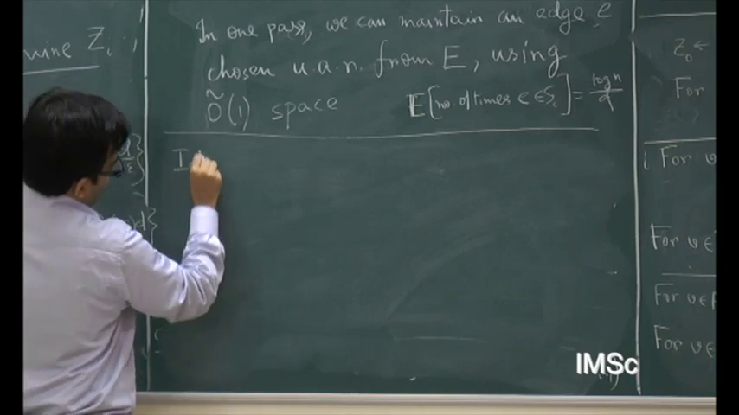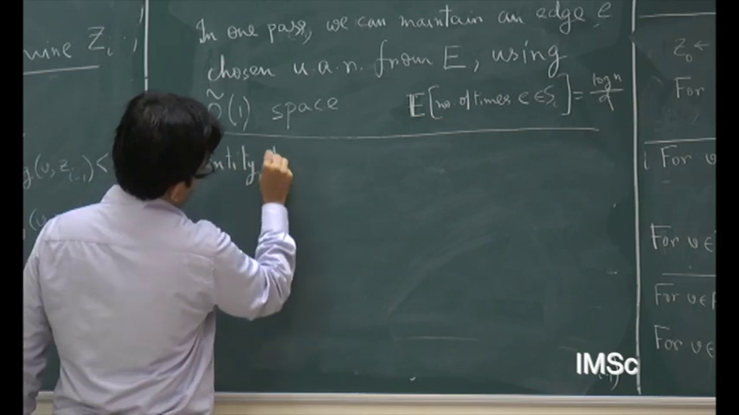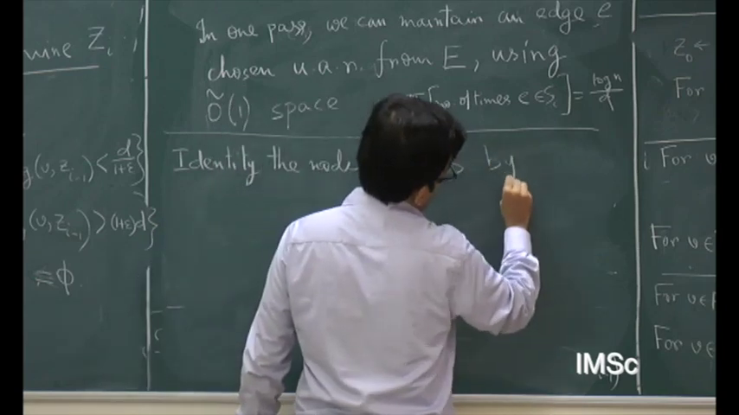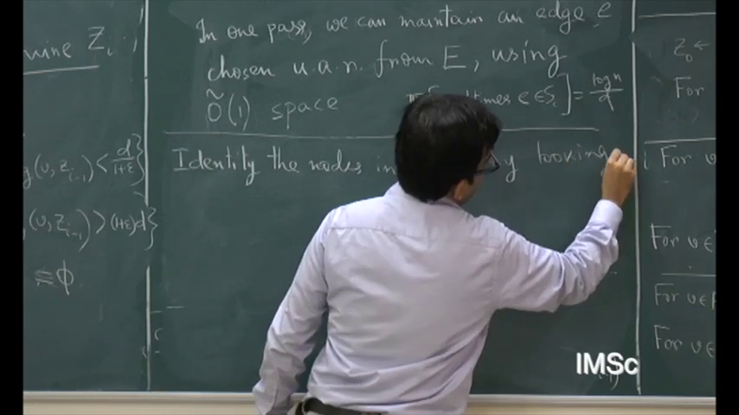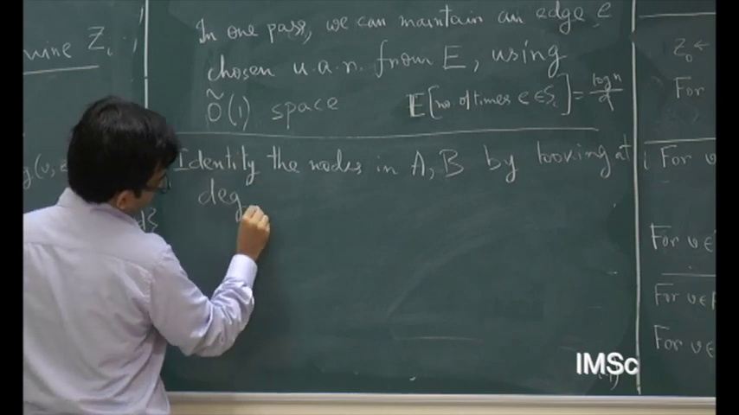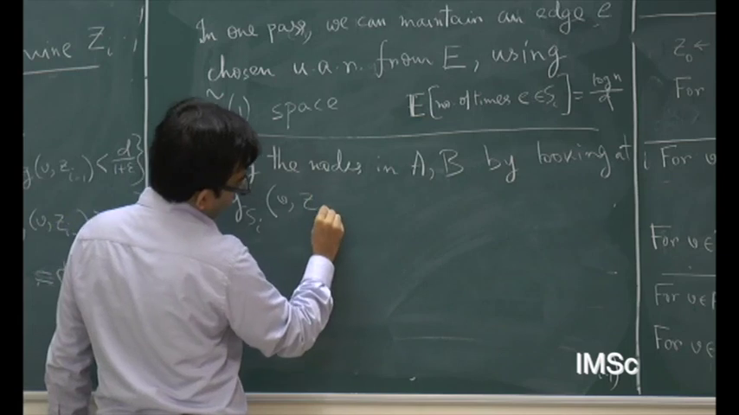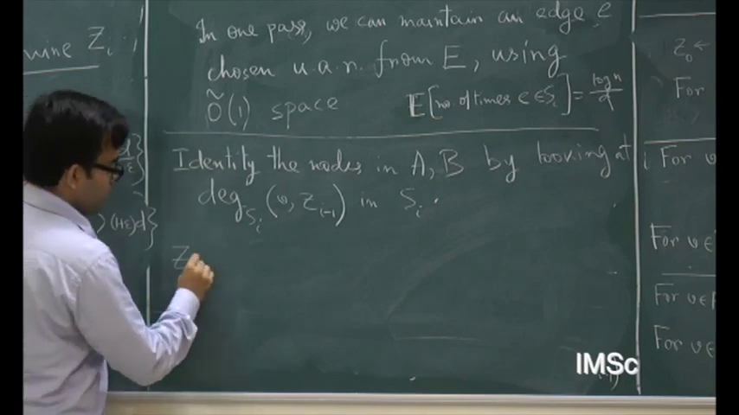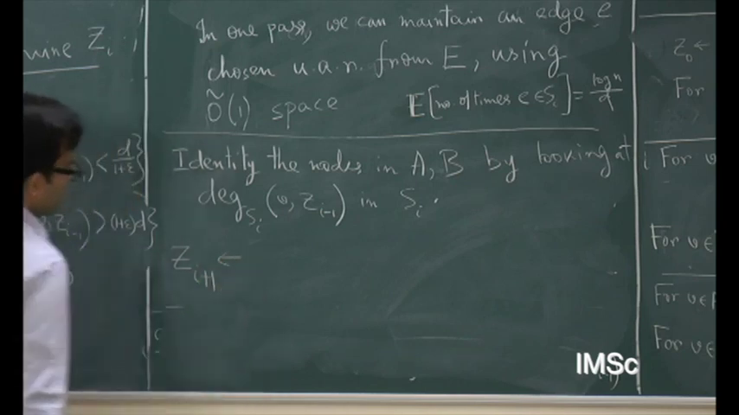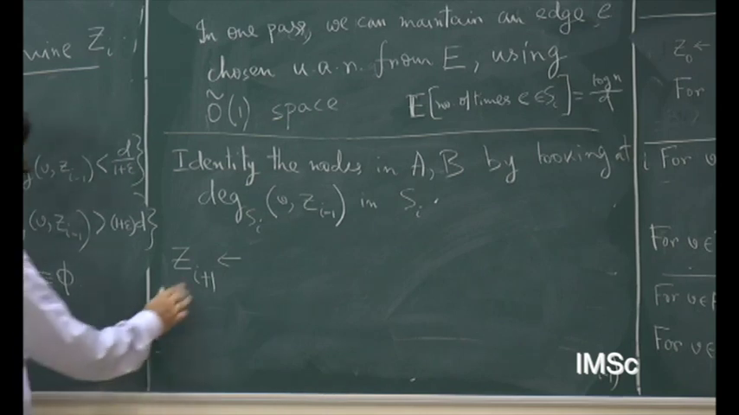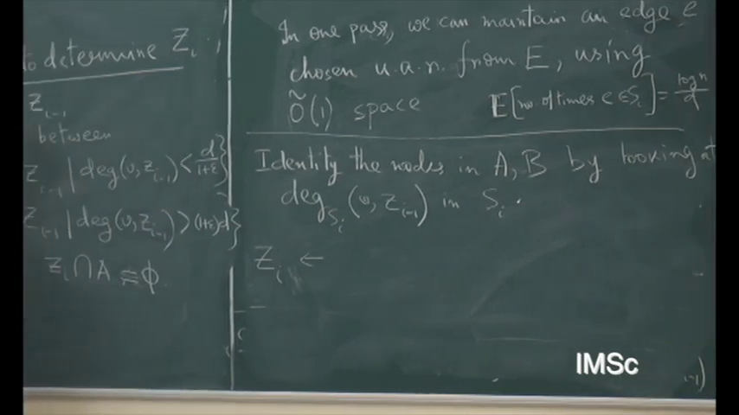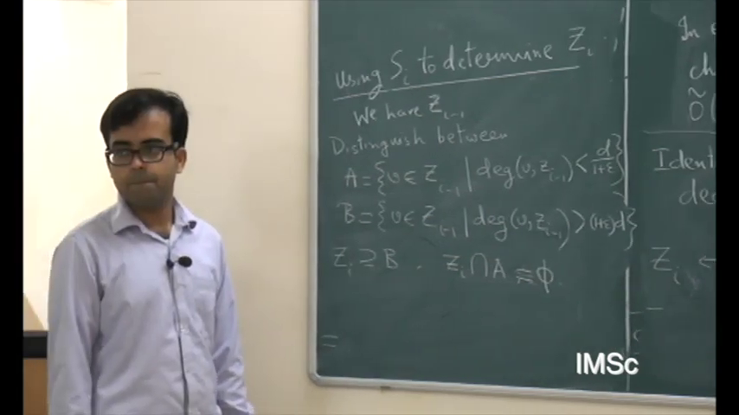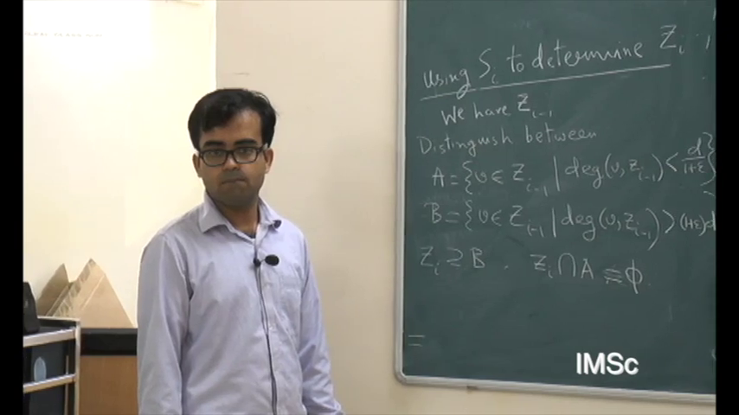So identify the nodes in A and B by looking at the degree of each node in S_i, then just set Z_i to be the guys with the highest degree nodes. This is it. Is it clear?